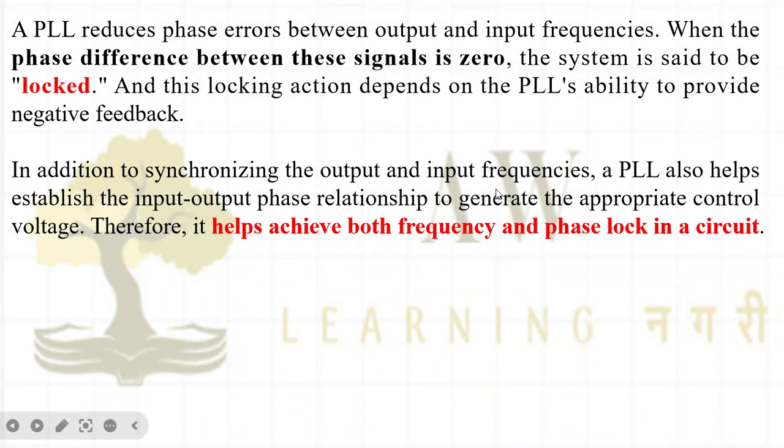So from these two slides you have understood that a phase lock loop is used to make the frequency and phase error zero. It will keep the frequency constant and make the phase difference basically zero, and in this way I am going to get my output waveform. So these are the basic things about the PLL.